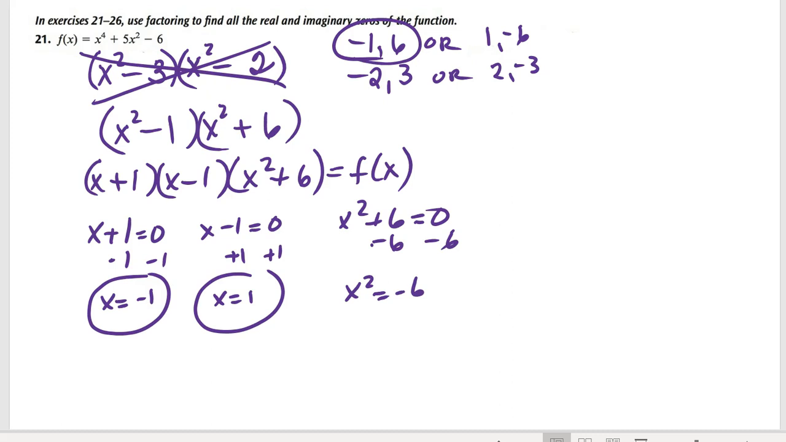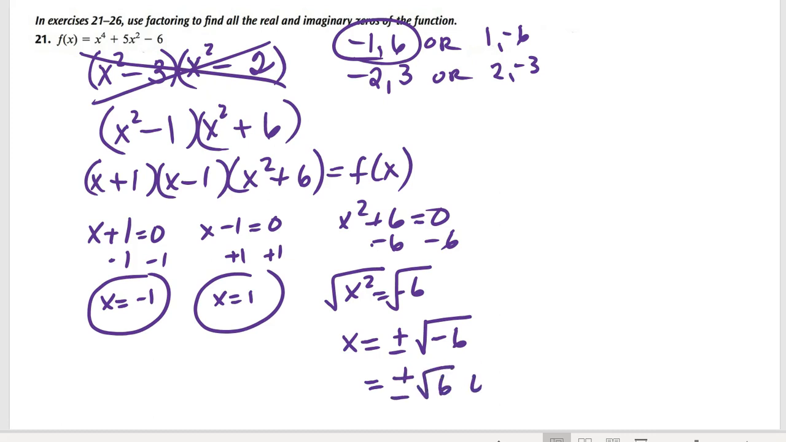Now, when I get here, I have x squared is equal to negative 6. I'm going to take the square root of both sides. When I take the square root, I have to remember that I'm always going to put a plus or minus on the right side. Okay. And we know that a square root of a negative number is an i, so I'm going to bring that out like this. So I do have 4 solutions, 4 zeros: negative 1, 1, and then plus or minus the square root of 6, i.